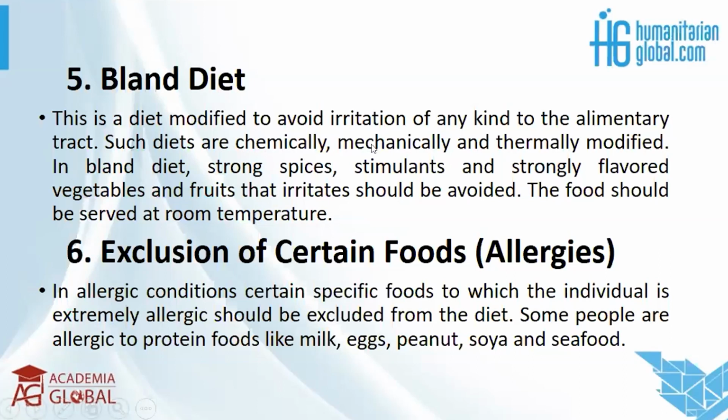Mechanically irritating are rough foods, like raw vegetables, roasted maize, very rough nuts, and those foods that can harm the GIT because they are very rough. They are not able to be broken down easily. Thermal means nothing that is too cold, ice cold, or very, very hot. Give food that is not too hot or too cold.